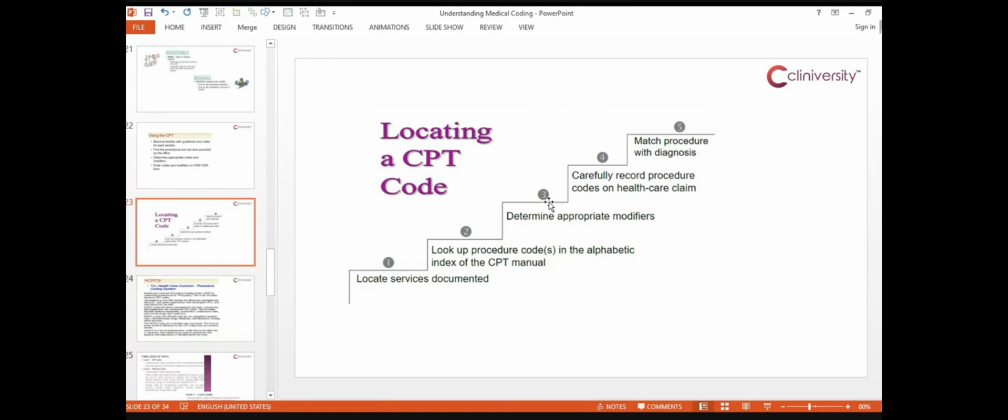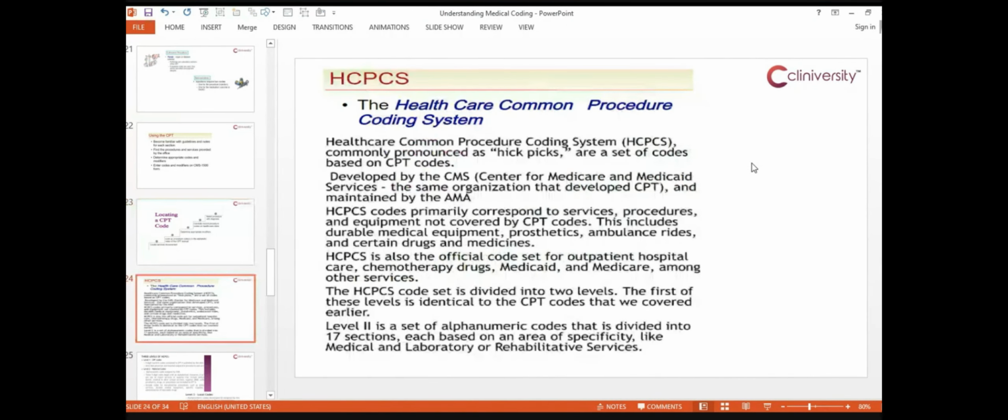So look up the procedure or code in the alphabetic index of the CPT manual and then determine the appropriate modifier also. It is important to look for a modifier and then carefully record procedure codes on the healthcare claim and then match the procedure with the diagnosis. Then coming to the next type of coding, that is HCPCS.